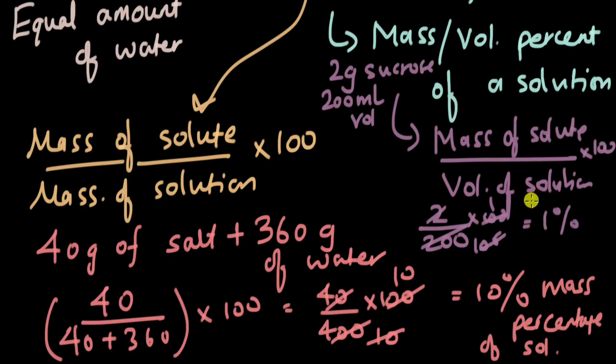We have assumed one thing over here, that is when we add sucrose, there is no change in the volume of the water itself, right? So you might be thinking, wouldn't the volume of solution increase? But we are assuming that it has a negligible effect. So the volume of the solution is 200.